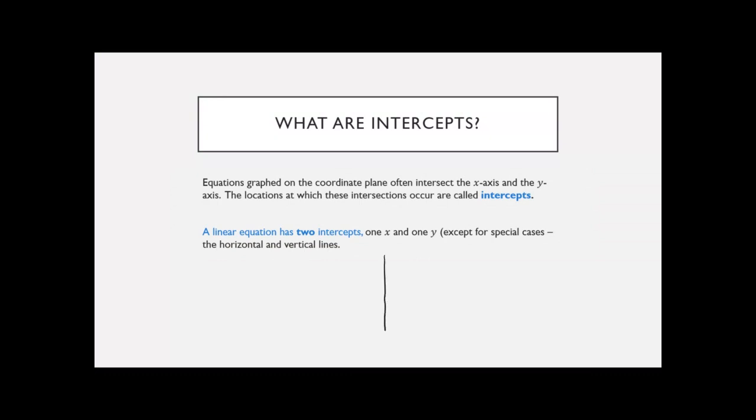So if I was to draw my XY plane or my coordinate plane here, a linear equation is usually slanted, and so it's going to intersect the x-axis at one location and the y-axis at one location. So there's two intercepts, one for each. There are some special cases, horizontal and vertical lines, where there will be one intercept but not the other. A horizontal line will only cross the y and there will be no x-intercept.